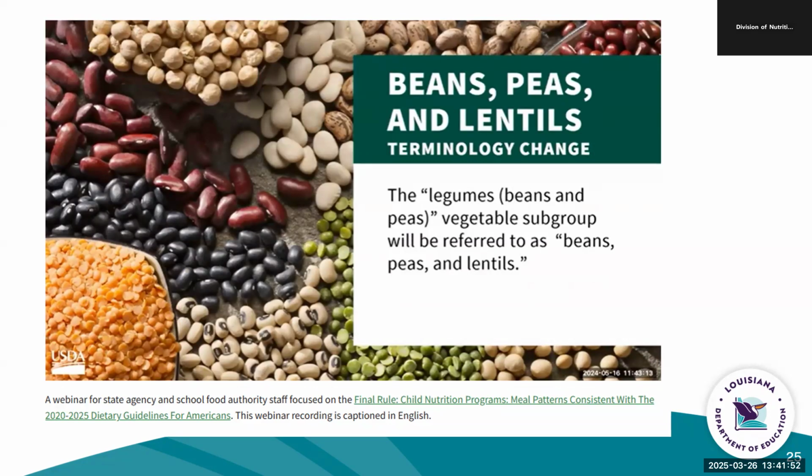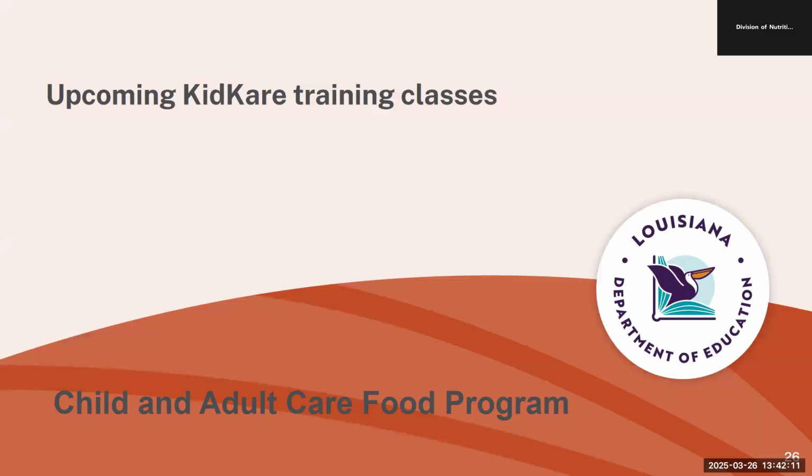Beans, peas, and lentils. This is just a terminology change, okay? It used to be called legumes, the legume group, which meant beans and peas. They just started calling it beans, peas, and lentils, so they're going to update all of their educational materials. So this one's just really an FYI.